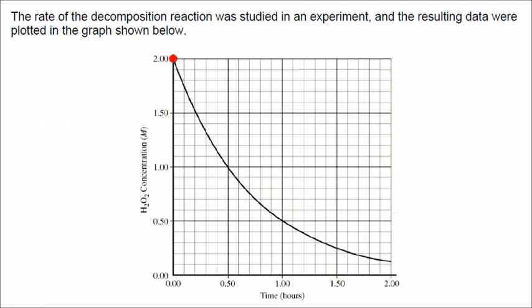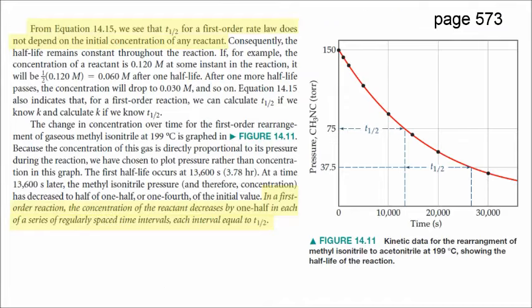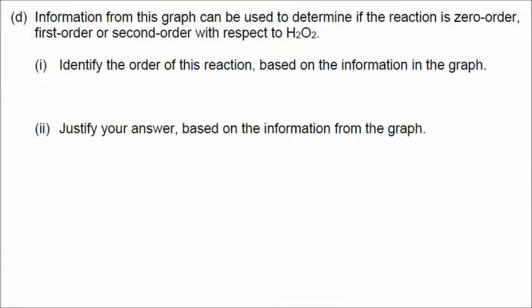Here we have a graph in which the concentration of hydrogen peroxide is disappearing over time. It takes 0.5 hours to go from 2 molar to 1 molar. It takes 0.5 hours to go from 1 to 0.5. So again, you can see the half-life is constant over time. And we talked about that earlier. Once the half-life is constant over time, we know it's going to be first order.